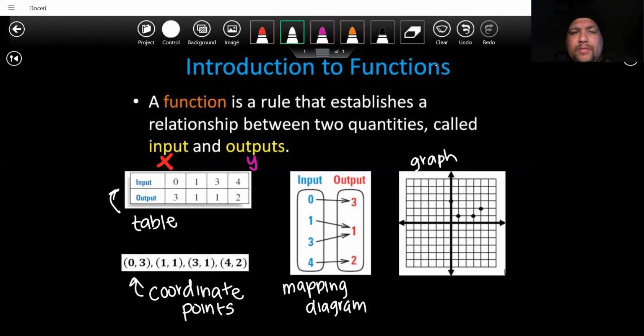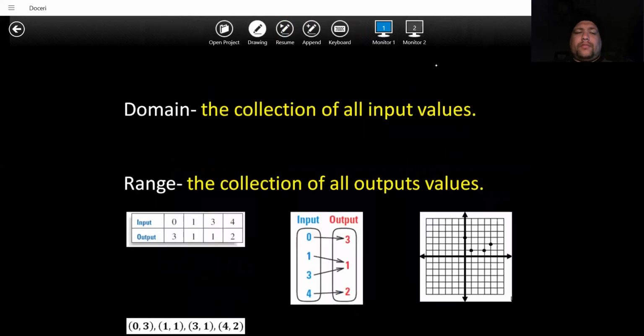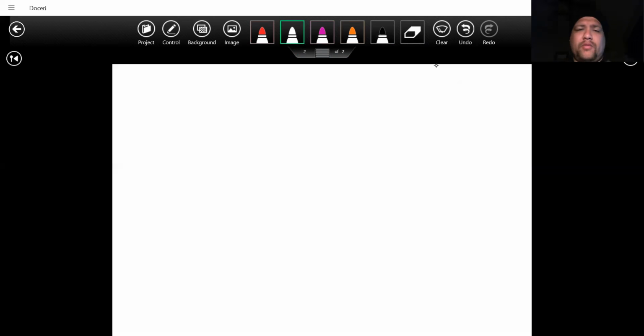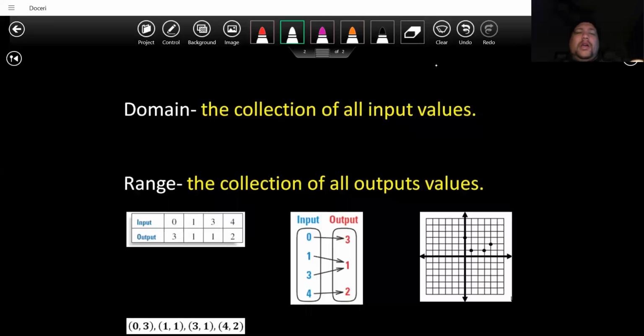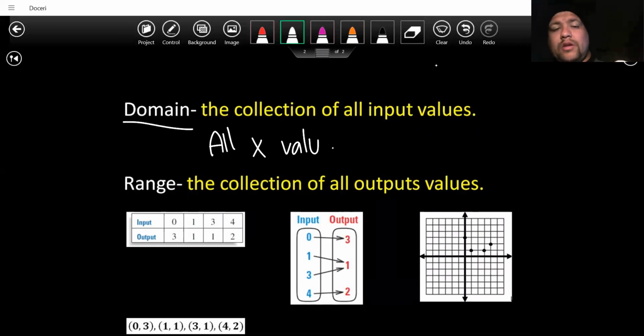The next part is identifying what the domain provides you and what the range provides you. Essentially, the domain is a collection of all inputs. Another way to say this is all x values. The other part that you're going to read as well is that the range is a collection of all outputs. So this is all y values.